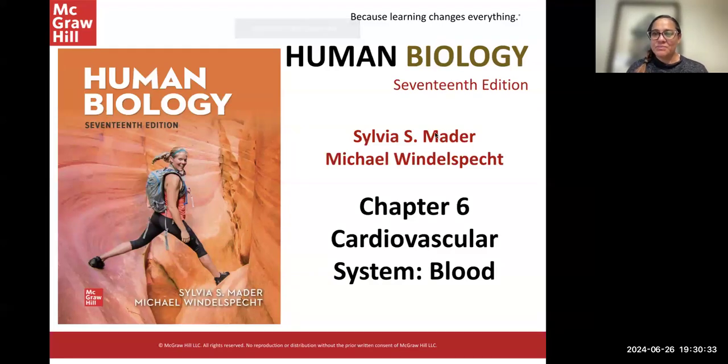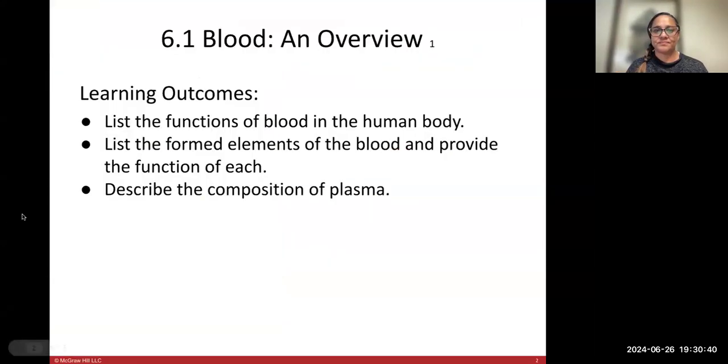Hi, everyone. I'm going to talk about chapter 6, the second part of the cardiovascular system, specifically the blood. Sometimes we call it the circulatory system, but it is still part of the overarching cardiovascular system. So an overview, of course, is the first section.